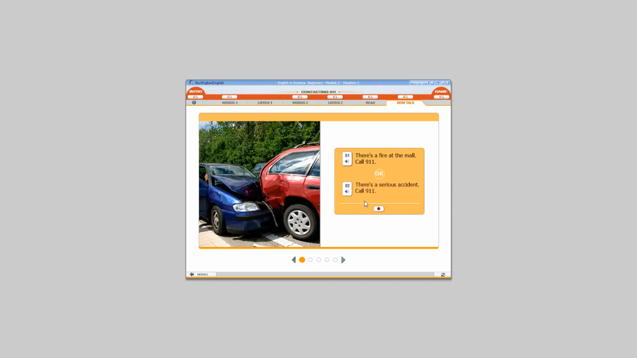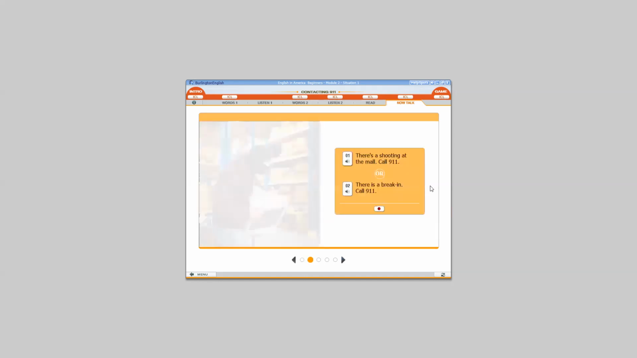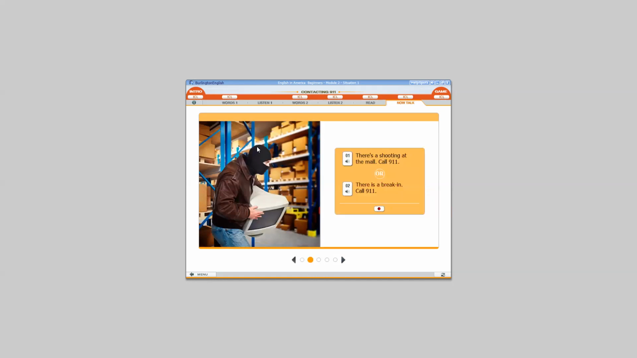Okay, so which one is correct based off the picture? Okay, we know it's number 2. There's a serious car accident. Call 911. Okay, here's this picture.